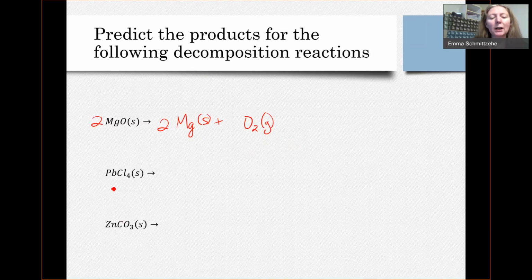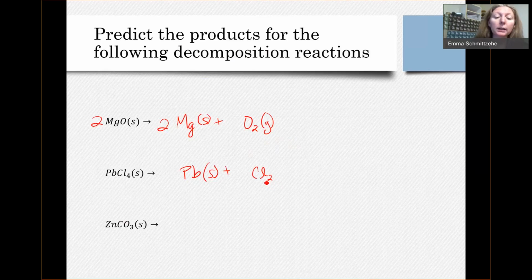Now the next one, I've got PbCl4 solid decomposing. Again, this is only made up of two elements. So the only thing that could happen is it splits into those two elements. So it's going to split up into lead and chlorine. And so then I have to think about, how do these exist by themselves? Well, lead's a metal, so it exists as individual atoms. So it is just Pb, and it's a metal, so it's a solid. And then Cl is one of our diatomics, so it's Cl2.